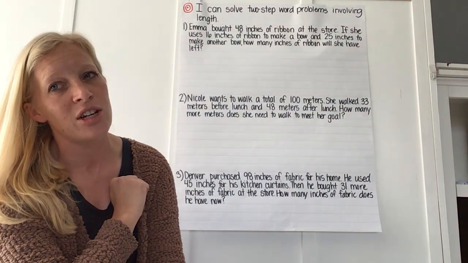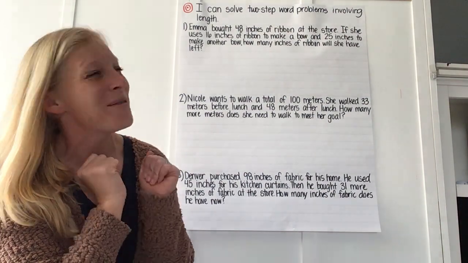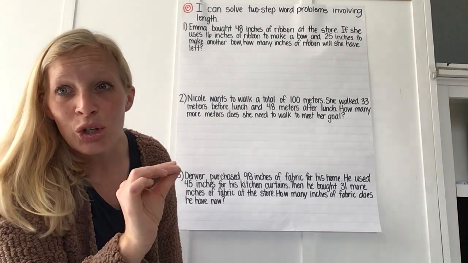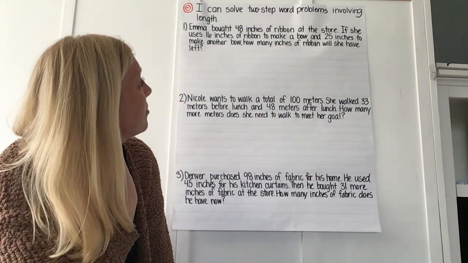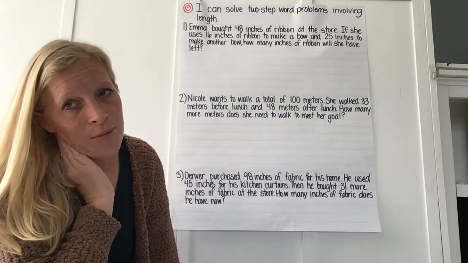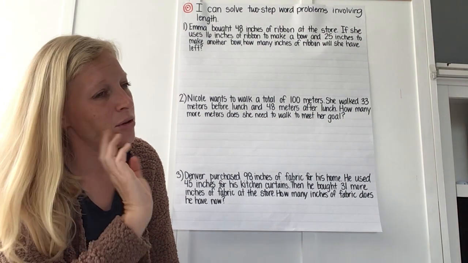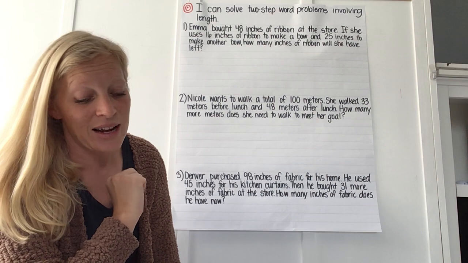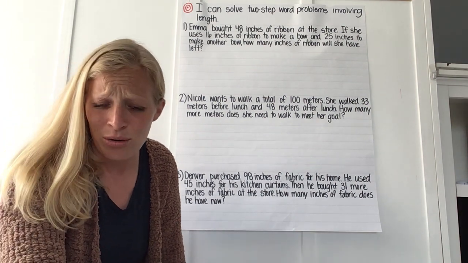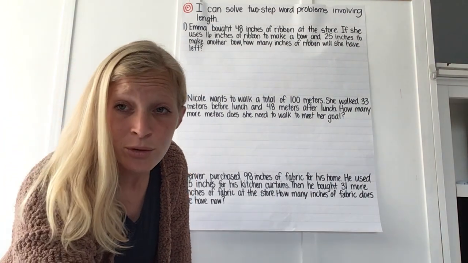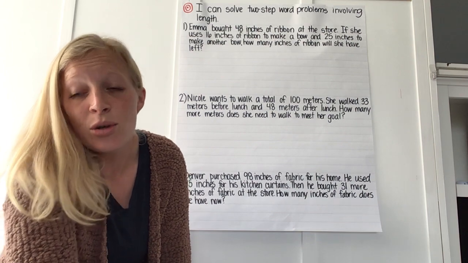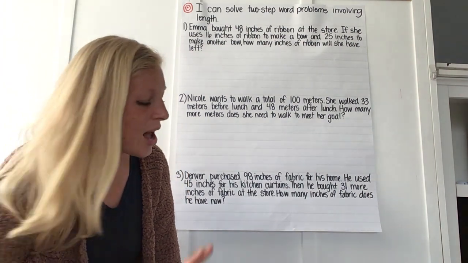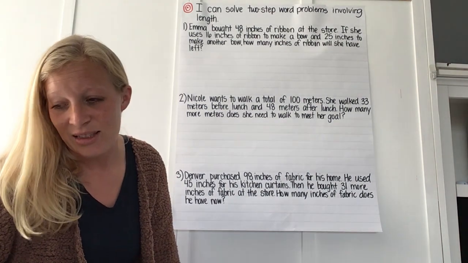Let's take a peek at our learning target and see where we're going to go today. I can solve two-step word problems involving length. Yesterday, we only had one step. Today, we're going to add in that second step. Now, these are not new to you. You've solved two-step problems before. You just haven't solved two-step problems thinking about the length of objects. So, I have no doubt you'll be amazing at this work.